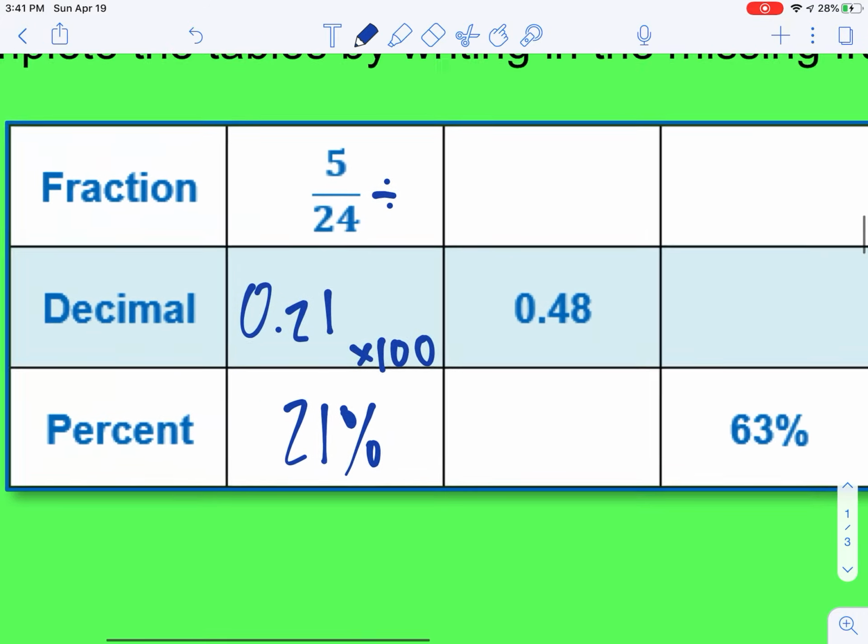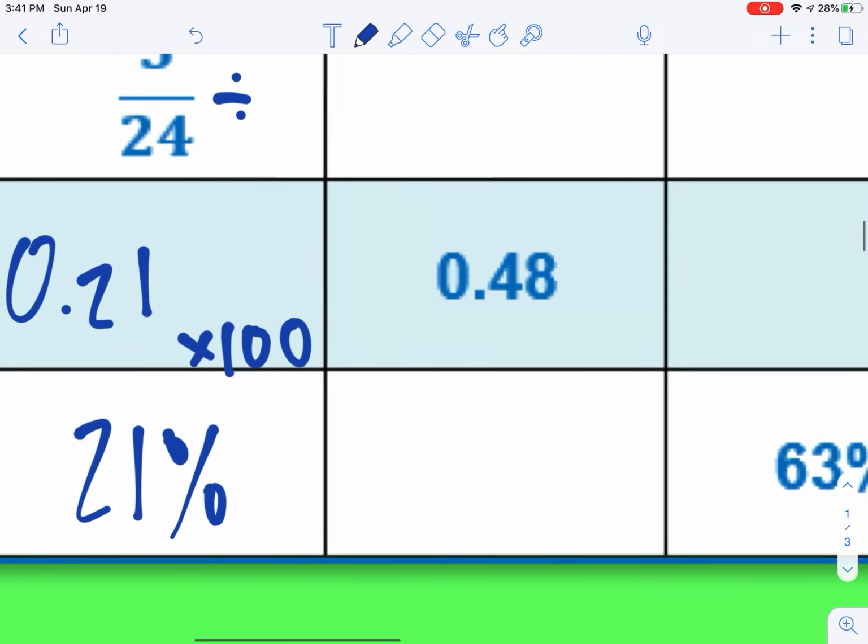All right, my next little one here, I've got 48 hundredths as a decimal. I'm going to change this into a percent. So I'm going to times by 100. 0.48 times 100 is 48%.